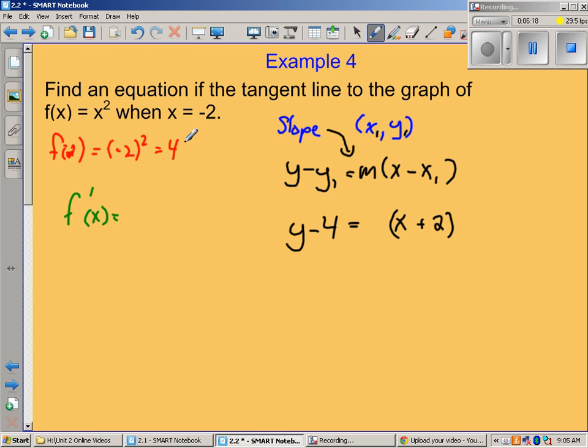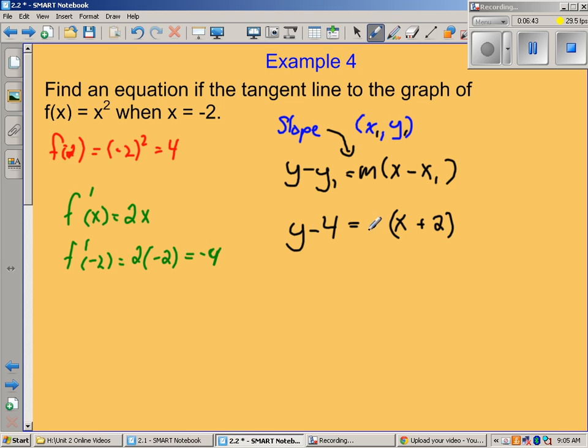So we do the derivative first in general, which gives me 2x. Remember, the power is 1, reduced x squared to 1. And so now this is my equation of my slope at any given point along x squared. And so when I do f prime of -2, I get 2 times -2, which is really -4. So there's my slope. And so that can go in right here.